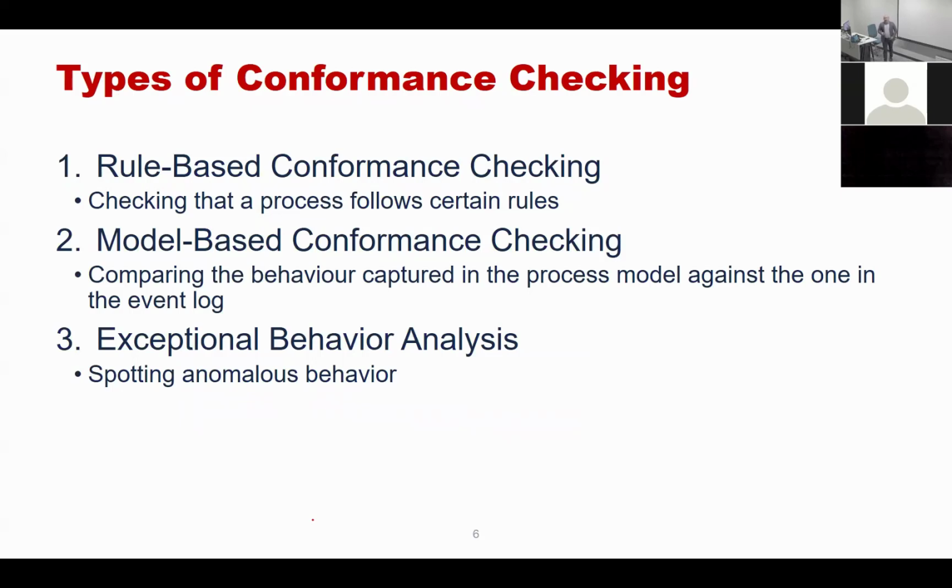Based on the above, I have seen in my experience 3 types of conformance checking. The first one is rule-based conformance checking. This is the most typical use case of conformance checking, and it is what we need to do when the regulations or the policies that I need to comply with can be easily captured by means of business rules. In other words, the purpose of rule-based conformance checking is to check that the process is following a set of rules.